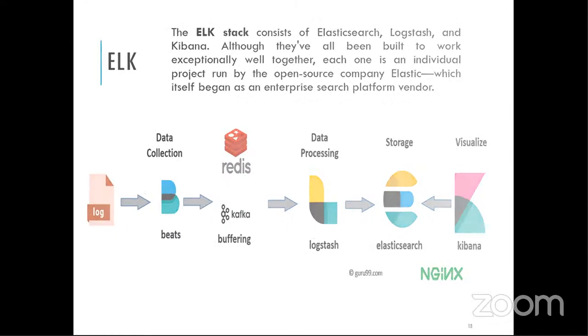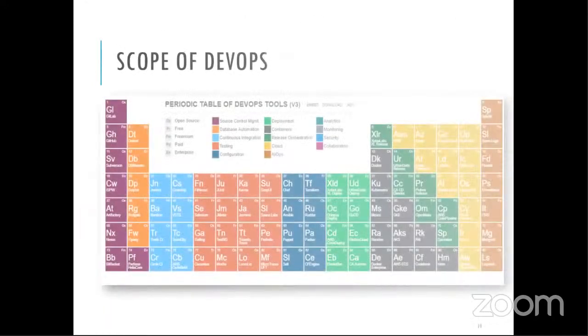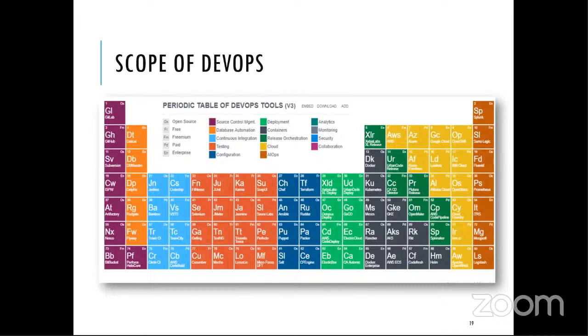So this we will discuss in more depth inside our DevOps and Cloud Computing course. After discussing these tools, I just want to show you what you are going to learn in the DevOps course. Basically, if you can see this chart, this is not a modern periodic table. This is a periodic table of DevOps tools.